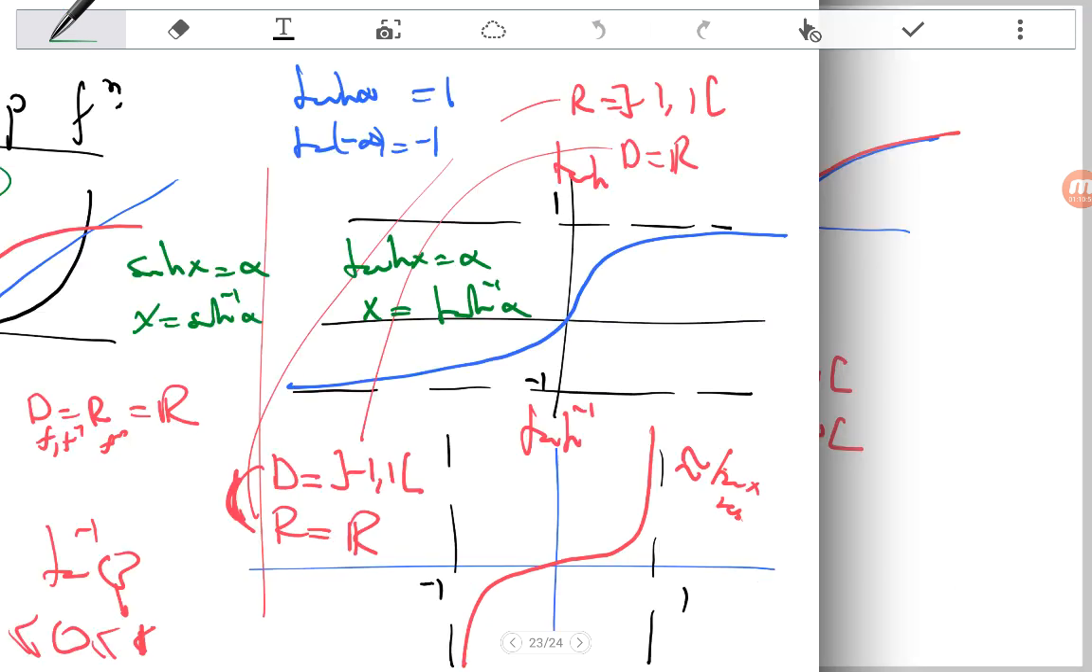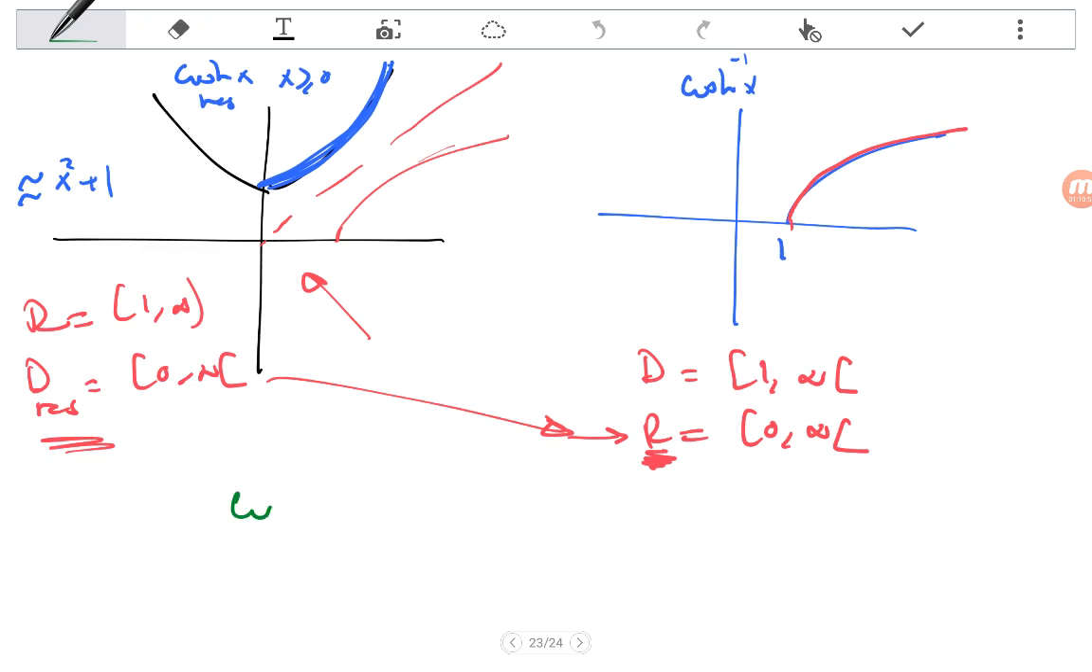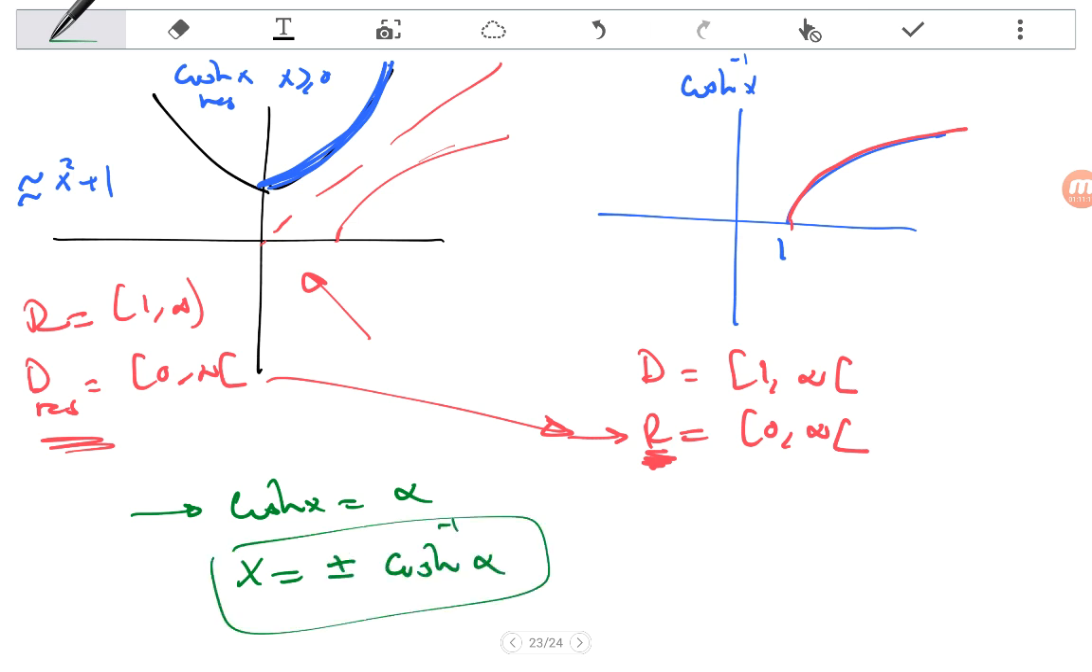But in the case of cosh, we have a different case here. If I have cosh x equal to some number alpha, what will be the x? The x will have 2 values. Now remember, here we are solving an equation, not finding the inverse. The 2 solutions will just be in terms of the inverse, so it will be plus or minus the cosh inverse of alpha. The cosh is different from the other 2 because it is not a one-to-one function.